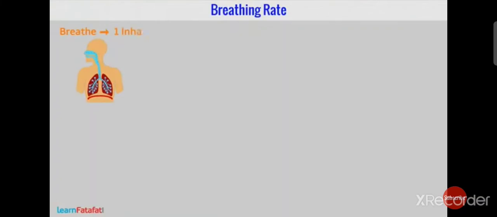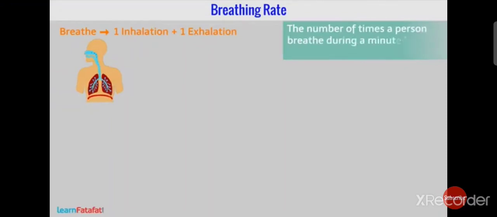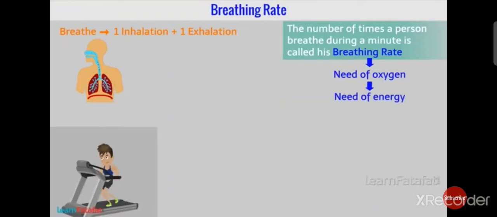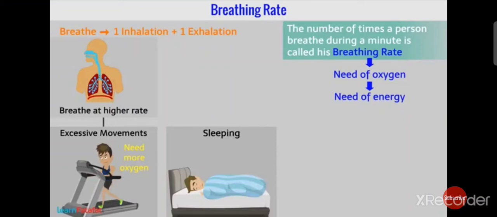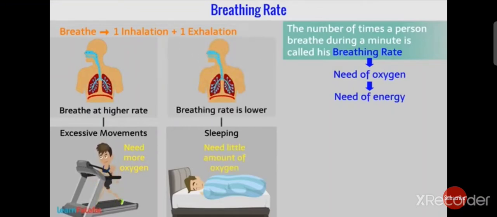A breath is one inhalation and one exhalation. The number of times a person breathes during a minute is called his breathing rate. The breathing rate depends on the need of oxygen, which in turn depends on the need of energy. For example, during running or in excessive movements, we need more energy and hence need more oxygen. To obtain more oxygen, we breathe at a higher rate. However, when we are relaxed or sleeping, we need a little amount of energy and therefore a little amount of oxygen is needed. In such conditions, the breathing rate is lower.